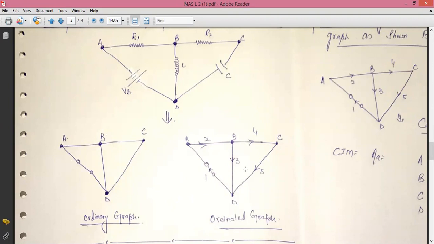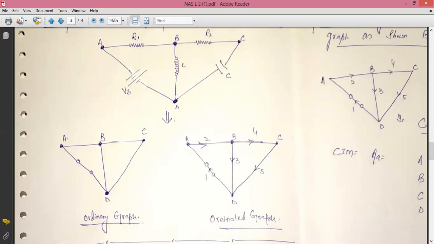But if you see on the right hand side, the same ordinary graph can be constructed into the oriented graph. The only difference is that in case of an ordinary graph, the direction of the current is not marked, but in case of an oriented graph, the direction of the current is marked. So if you put the direction of the current on the ordinary graph, the graph so obtained is called an oriented graph. Now it is clear to you? Yes, sir. Okay.